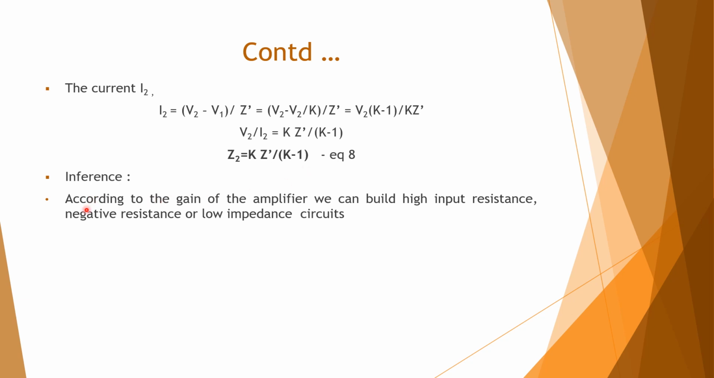So the inference is, according to the gain of the amplifier, we can build a high input resistance, negative resistance, or low impedance circuit. Suppose the gain of the amplifier is unity, that is K is equal to 1, then Z2 and Z1 become infinity. That is the application in the bootstrap bias circuit. We'll be looking at that in the coming slides.